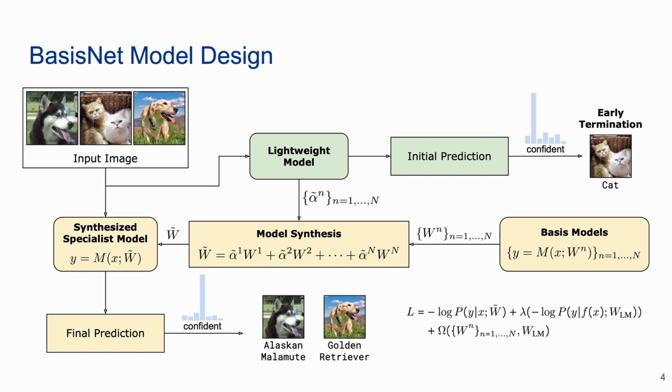We find that the entire BasisNet can be trained end-to-end without using additional annotations, and the lightweight model can automatically learn semantically meaningful strategies to guide the second-stage model synthesis. In addition, the two-stage design naturally supports early termination, which means the model can skip part of the computation when the inputs are relatively simple. This technique can further boost the performance under limited computation budgets.